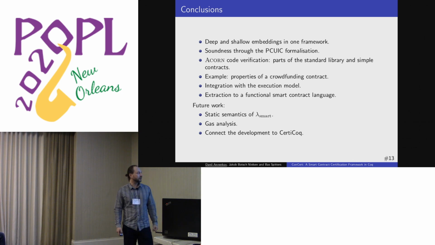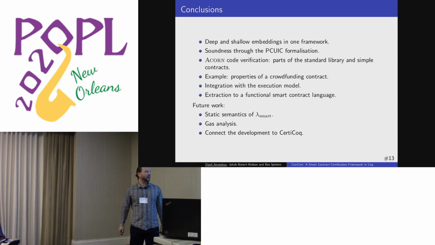to smart contracts. And also, which I didn't tell you much about, or at all maybe, we have an extraction, so we can develop smart contracts in Coq and extract afterwards to a functional smart contract language. So we have a prototype implementation of that.